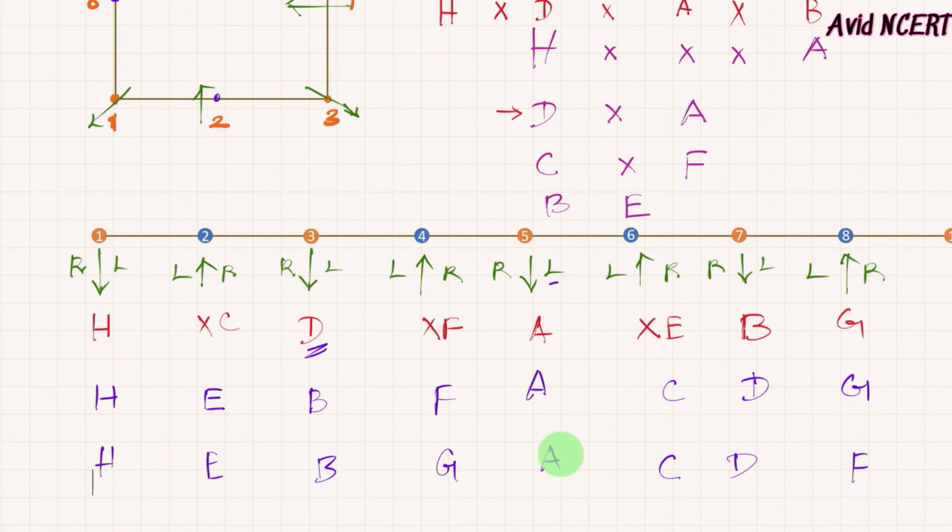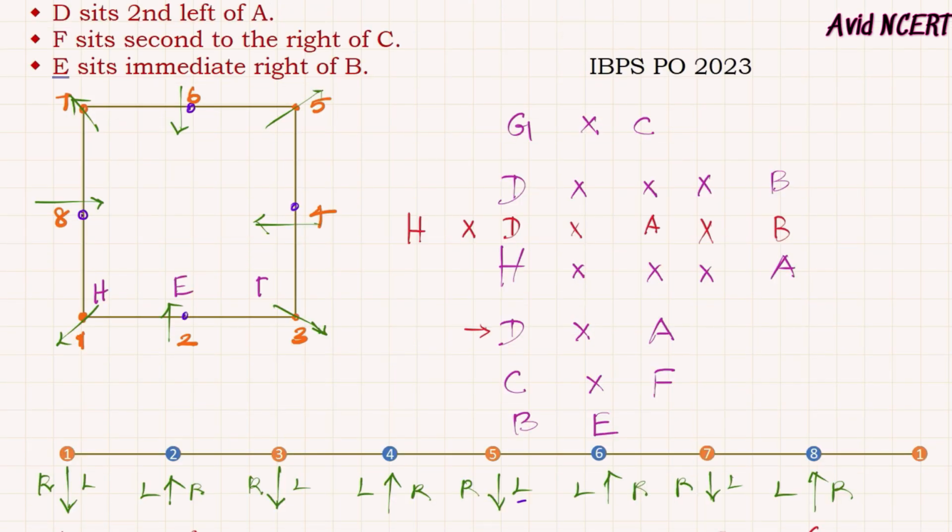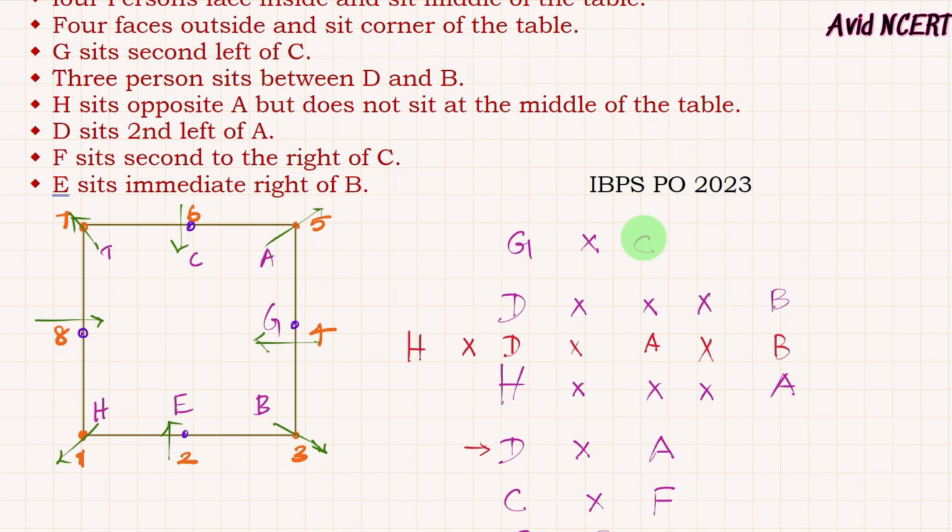So this is the order they are seated. So in the first position it will be H. So when we put it here, H, E, B, G, A, C, D, and F. So this is the order that they are placed.